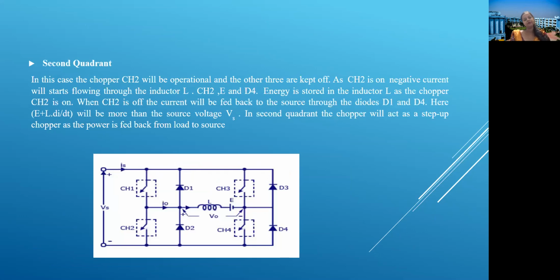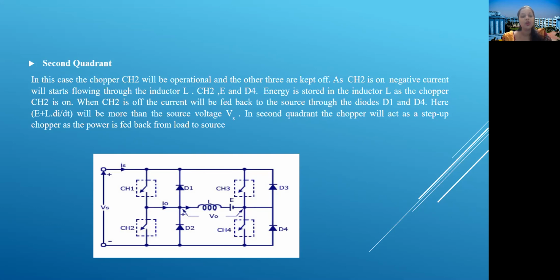Second quadrant. Now second quadrant means we are studying the operation of chopper 2. Here all other 3 choppers are kept off. As chopper 2 is on, negative current will start to flow through the inductor L, chopper 2, E and diode 4. Energy is stored in the inductor as chopper 2 is on.